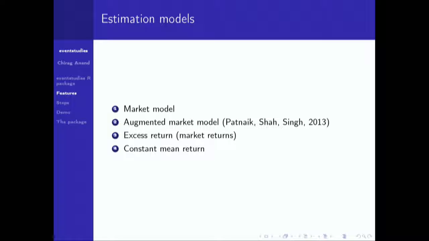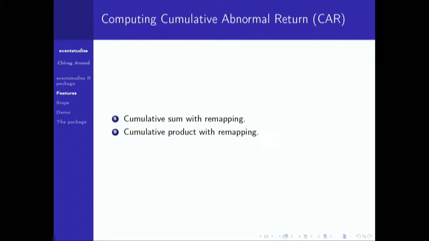data frequency. We provide 4 estimation models which are built in right now: the regular market model, the augmented market model, Patnaik, Shah, and Singh, the excess returns, and the constant mean return model. Then we have 2 cumulative abnormal return calculator functions. One is for sum with remapping and cumulative product with remapping.